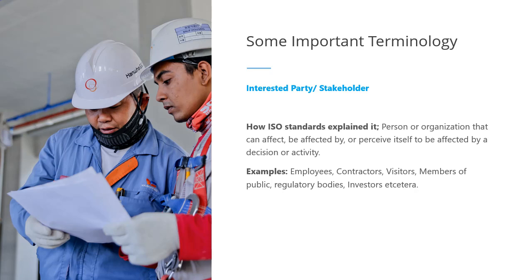However, it is important to take into account people's perceptions and feelings when making decisions that may impact them, as this can affect their level of support or opposition to the decision. Examples of interested parties may include employees, contractors, visitors, the members of the public, regulatory bodies, investors, neighboring communities, etc.